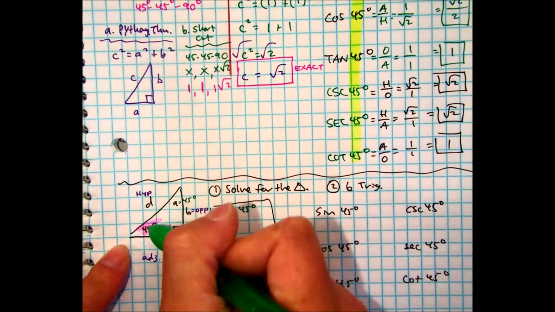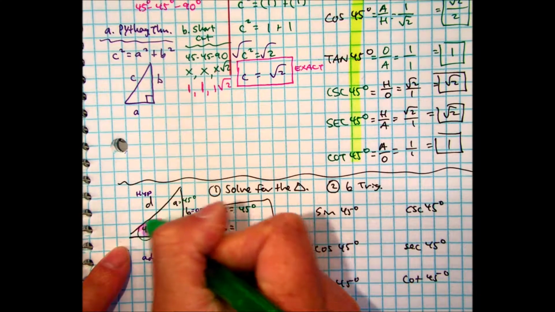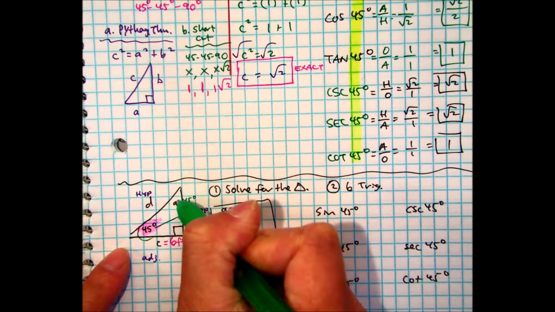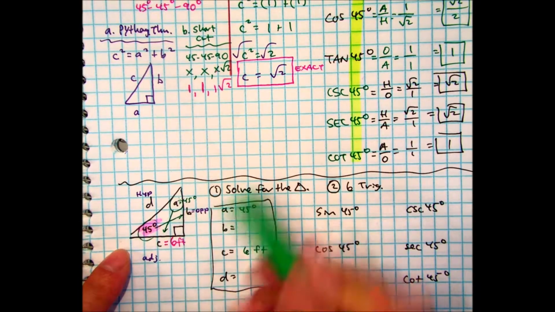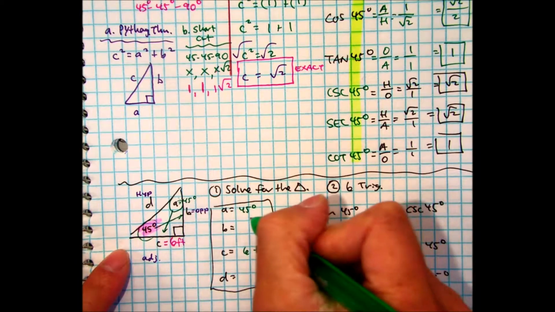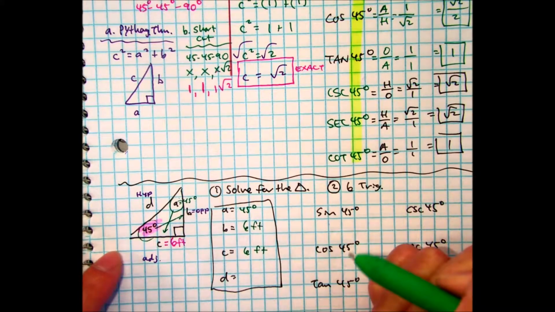Think about that. If the angles are congruent, then the opposite sides are congruent. Does that make sense? So that means B is equal to 6 feet as well. Raise your hand if you had that.